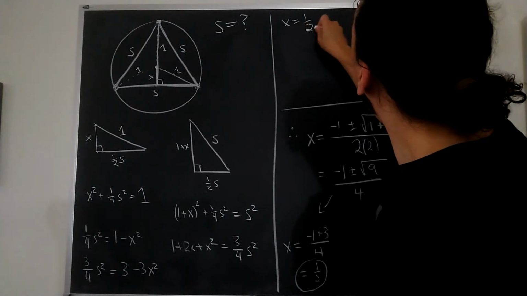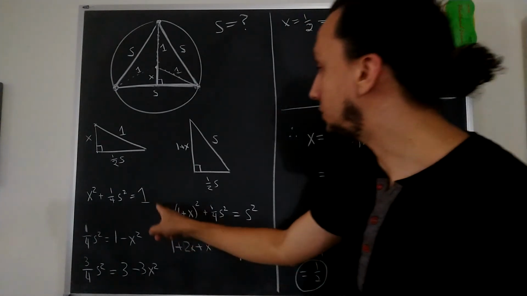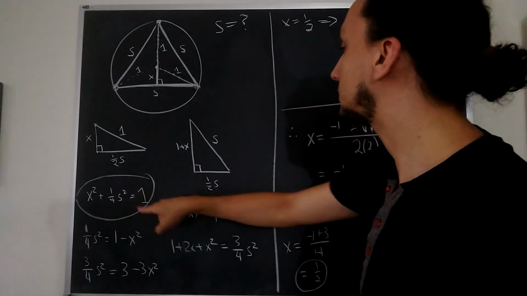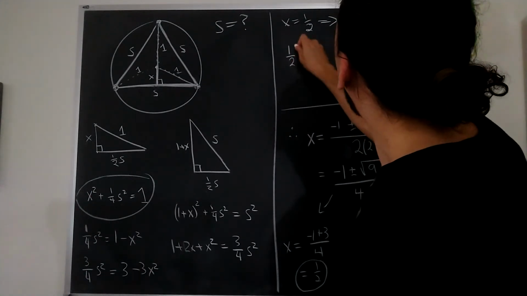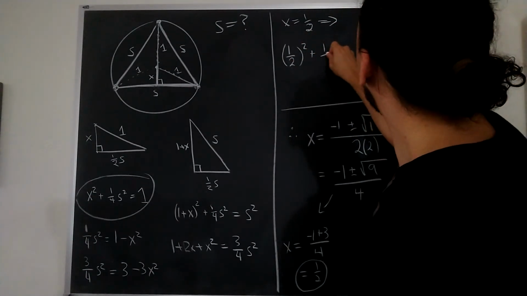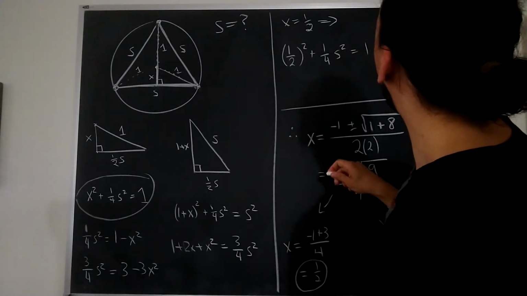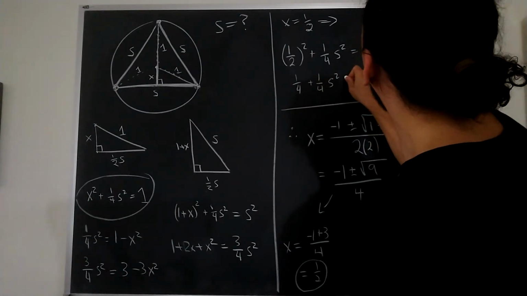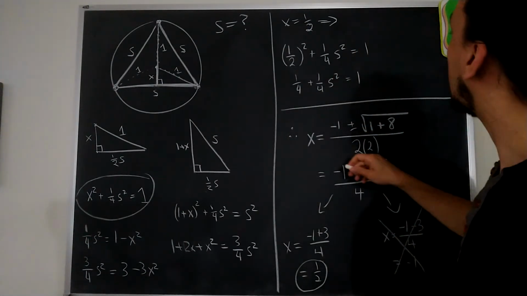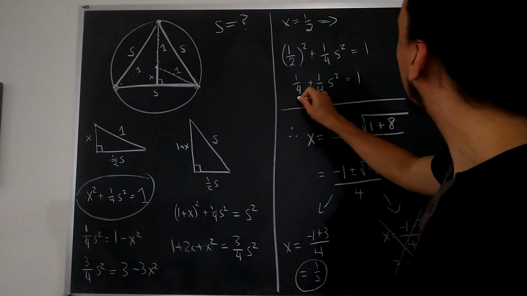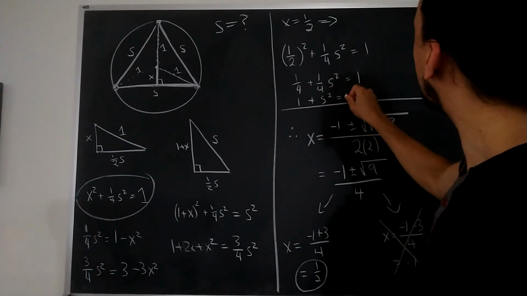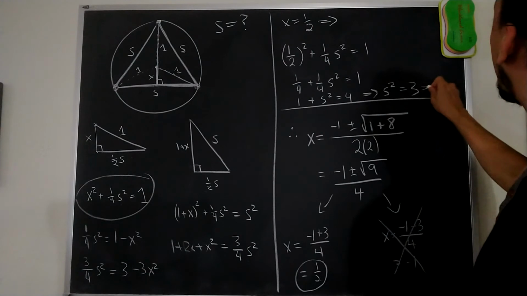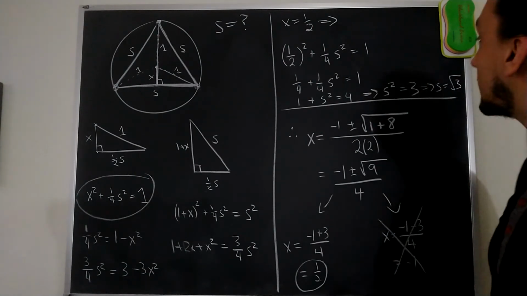X equals 1/2, and that implies, using, say, this equation, that since x squared plus 1/4 s squared equals 1, I get a half squared plus 1/4 s squared equals 1. So a half squared is a quarter, so I get a quarter plus a quarter s squared equals 1. And if I multiply both sides by 4, I get 1 plus s squared equals 4. And that tells me that s squared equals 3. And that tells me that s equals the square root of 3.